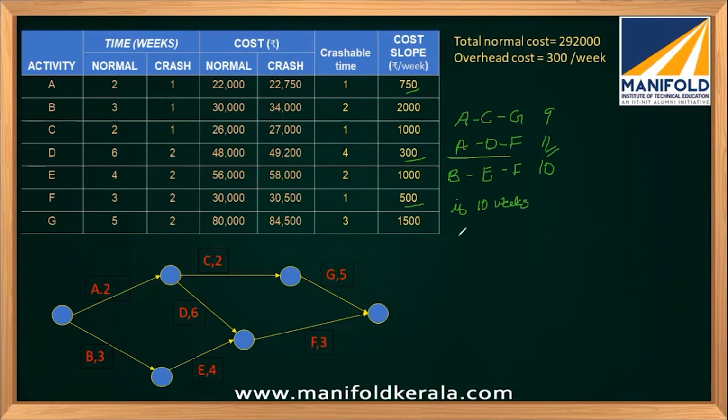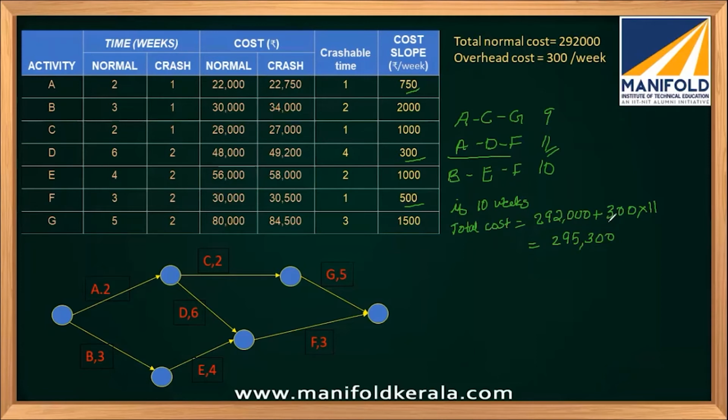Okay, so let's first find out the total cost. For the present situation, the 0th case, the total cost will be the total normal cost plus the overhead cost, which is this 300 into the number of weeks, which we know now is 11. How much will it be? 295,300. So this much will be the total cost.